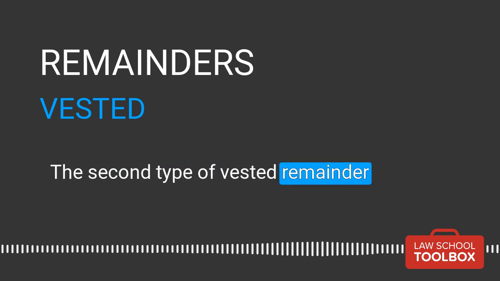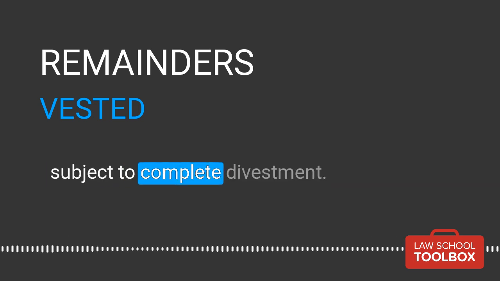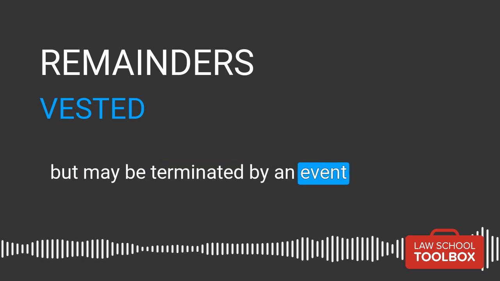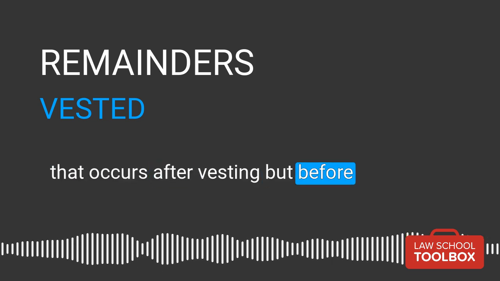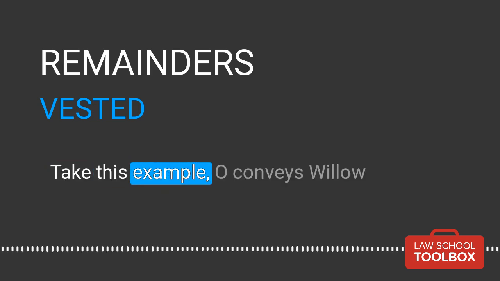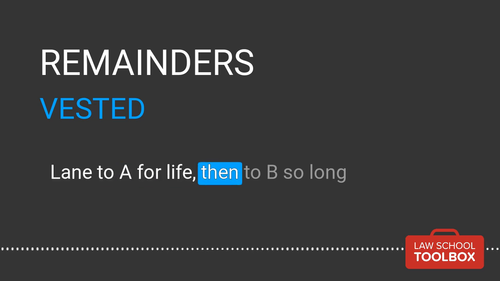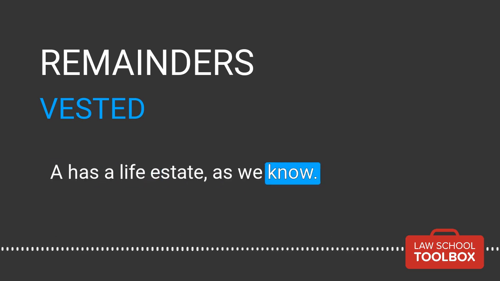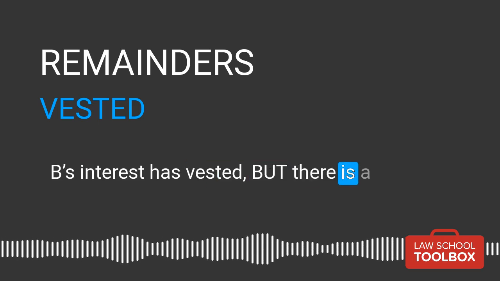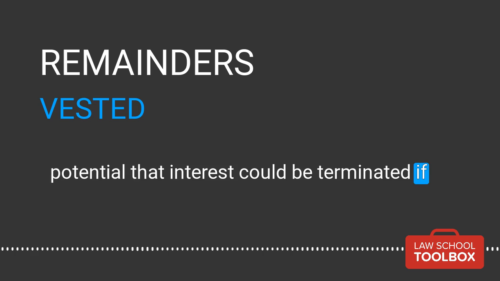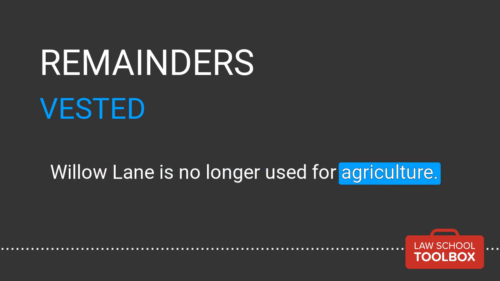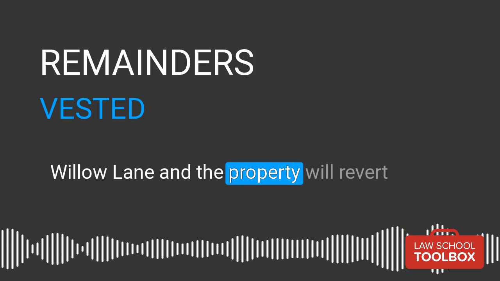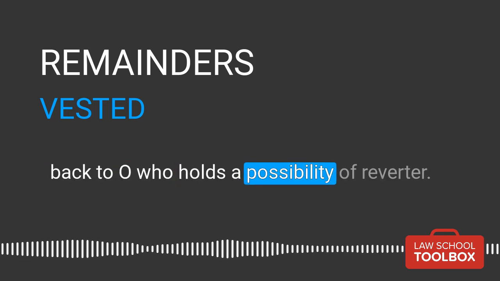The second type of vested remainder is called a vested remainder subject to complete divestment. This is when a future interest has vested, but may be terminated by an event that occurs after vesting but before the interest becomes possessory. Take this example. O conveys Willow Lane to A for life, then to B so long as the land is used for agriculture. A has a life estate, as we know. B's interest has vested, but there is a potential that interest could be terminated if Willow Lane is no longer used for agriculture. The condition, if it occurs, will essentially completely divest B of their interest in Willow Lane, and the property will revert back to O, who holds a possibility of reverter.